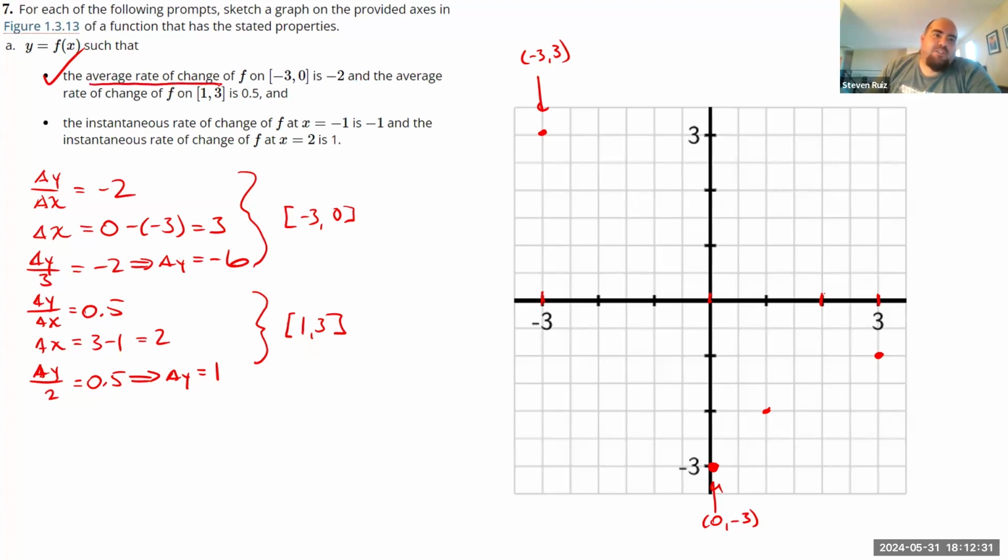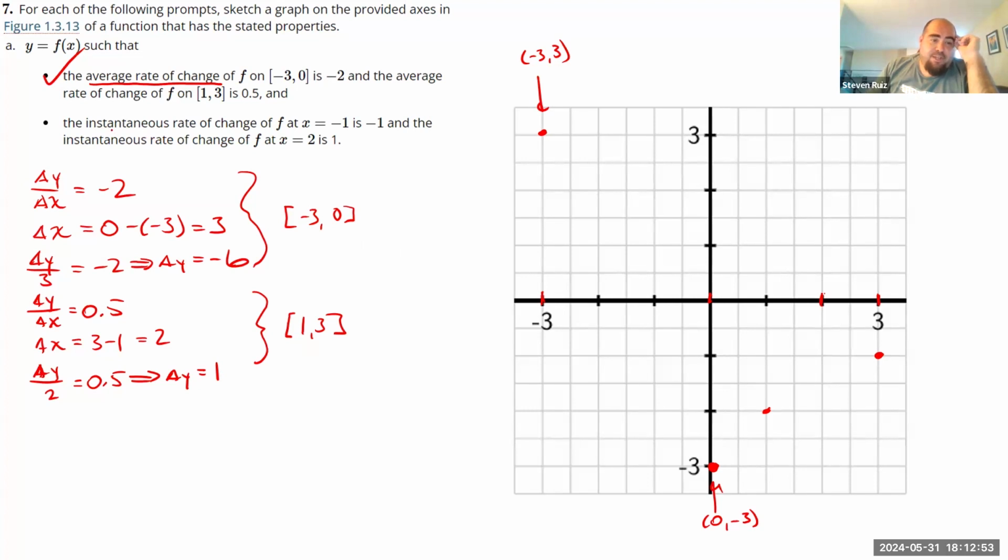Average rate of change comes from calculating slope the way you have been doing for years. I have some change in y value and some change in x value. The change in x value cannot be 0. I have to have 2 distinct points. That's how I calculate average rate of change.